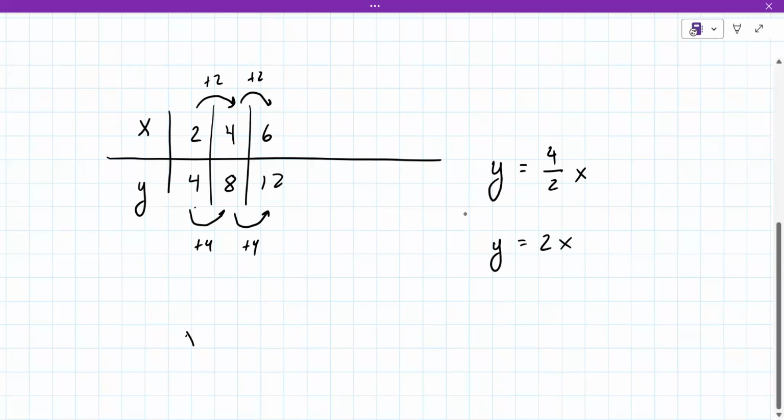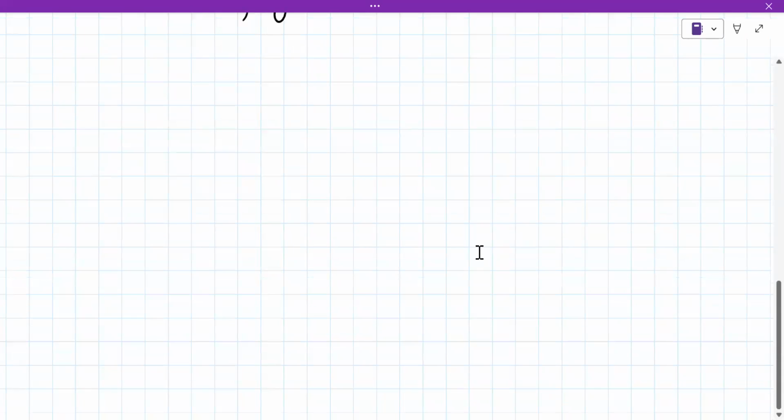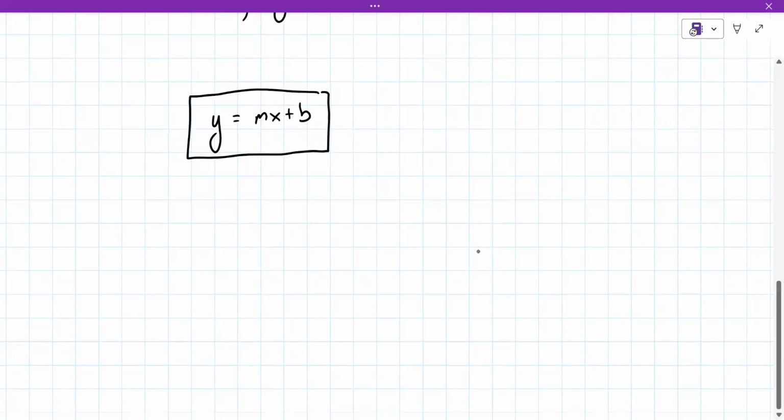Now let's say x equals 8. What would the y value be? The y value would be 16. Good. Okay. I like hearing that. So have you seen this, y equals mx plus b? No. Okay. All right.